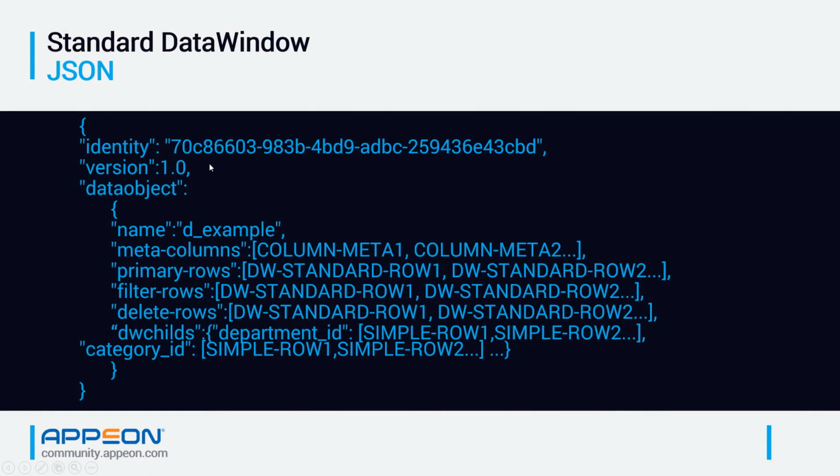So there's an identity value, there's a version, there's information about the data object, including the name of the data object, there's metadata about the columns, and then you've got basically 4 buffers here: the primary, filter, and delete buffers for the DataWindow, and also information from any child DataWindows in the main DataWindow. And then for each of these buffers, there's a series of rows, and each of those rows will have a row status, and for each of those rows there'll be a set of columns. There'll be a column status for each column, and then if there's been any modifications, it will have the original and modified values as well.